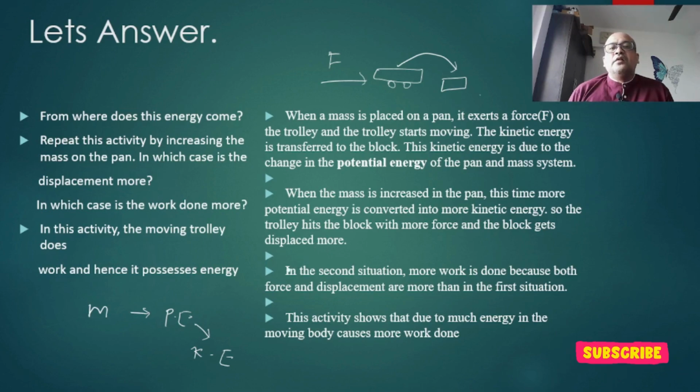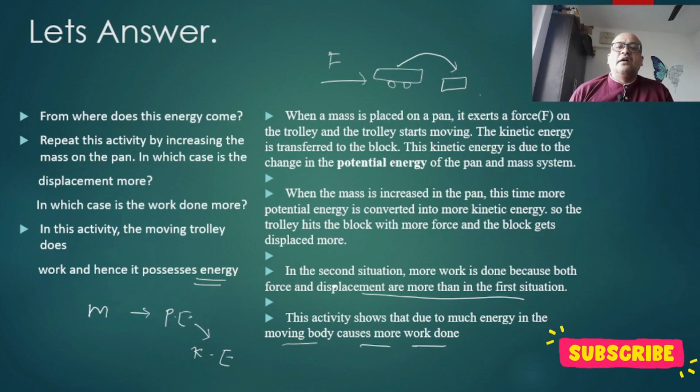So in this activity, the moving trolley does the work and hence it possesses energy. In the second situation, more work is done because both force and displacement are more than in the first situation. So as compared to the first situation, this activity shows that more energy in the moving body causes more work done. More the energy, what will happen? More will be the work done.